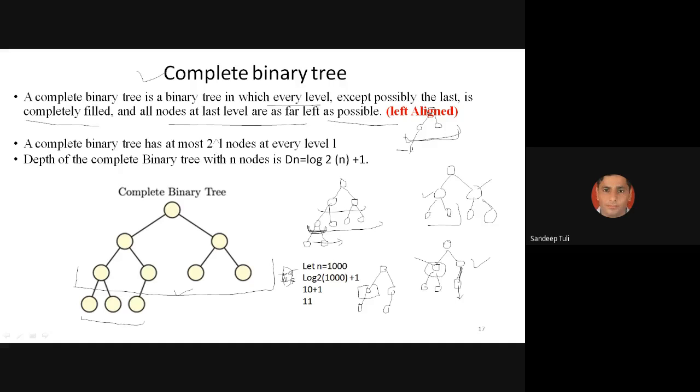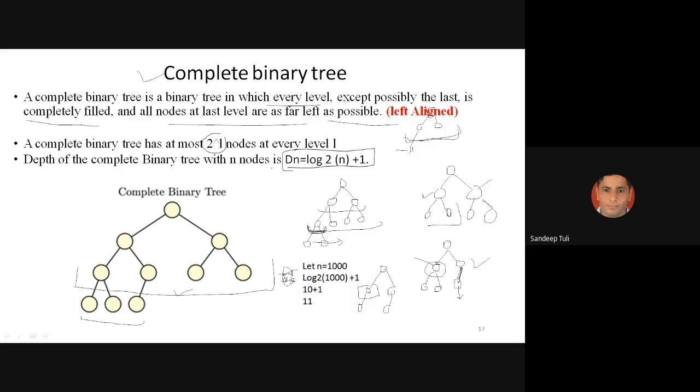A complete binary tree has at most these many nodes at every level. That we have already learned in the binary tree. It is the same. Is it clear to all now? At most nodes at any level, whether it is complete, full, or strictly binary tree, whatever it is, the formula remains the same. Now, the depth of a complete binary tree with n nodes is this. This is a very important formula.